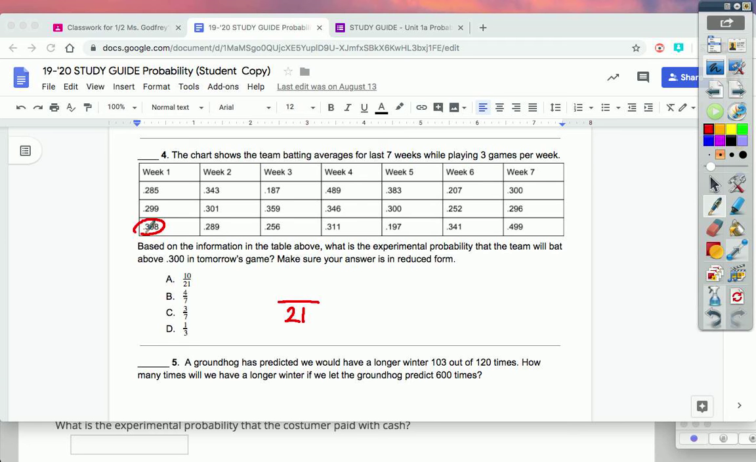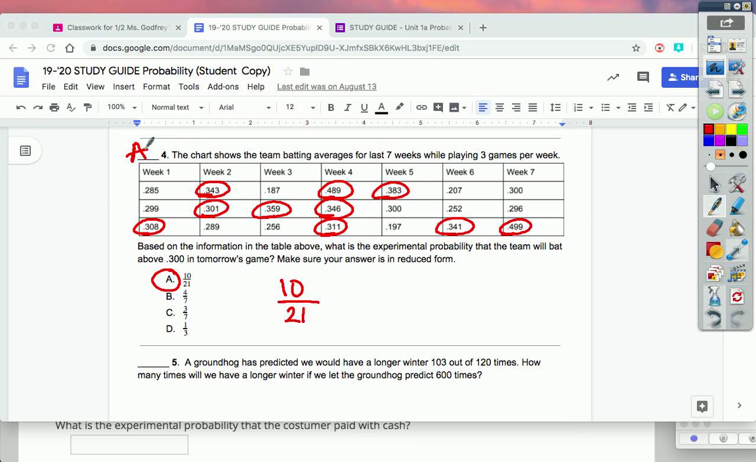So this is 1, 2, 3, 4, 5, 6, 7, 8, 9, 10. There are 10 games that were above .300. So that's 10 over 21. And that is in its simplest form. So our answer here is A.